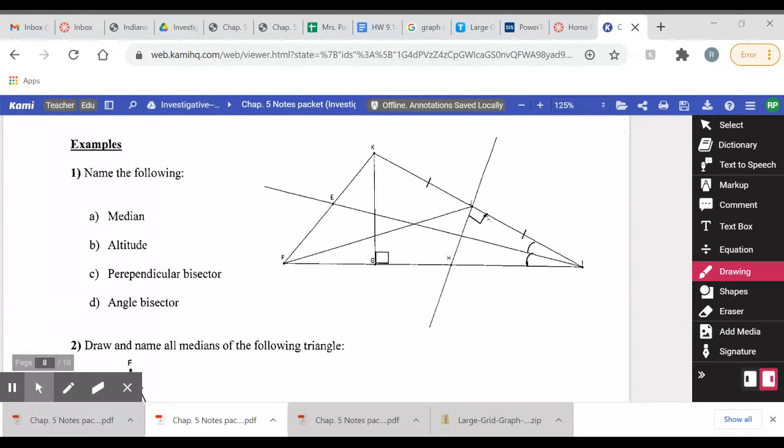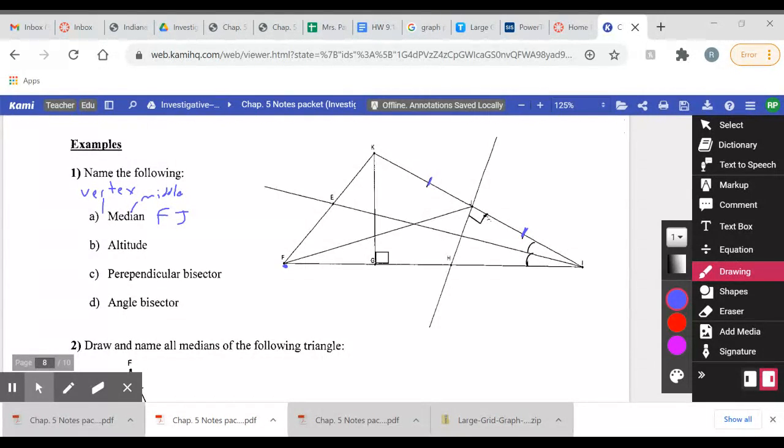So first one is median. The things I'm looking for, I'm going to give a few reminders here, is that it must come from a vertex, and it must go to the middle or midpoint of the opposite side. So from the vertex to the middle or midpoint of the opposite side, I can tell that by these congruent marks. Then I know that FJ is a median.